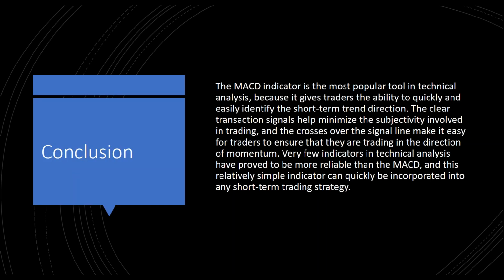So the MACD indicator is the most popular tool in technical analysis because it gives traders the ability to quickly and easily identify short-term trend direction. The clear transaction signals help minimize the subjectivity involved in trading, and the crossover of the signal lines makes it easy for traders to ensure that they are trading in the direction of the momentum. Very few indicators in technical analysis have proved to be more reliable than the MACD. And this relatively simple indicator can be quickly incorporated into any short-term trading strategy.